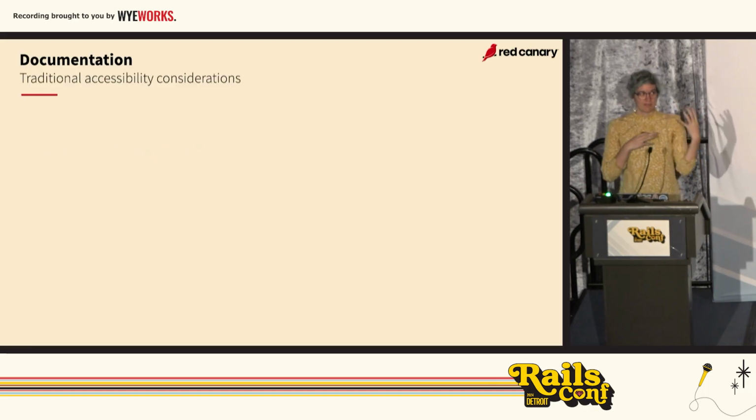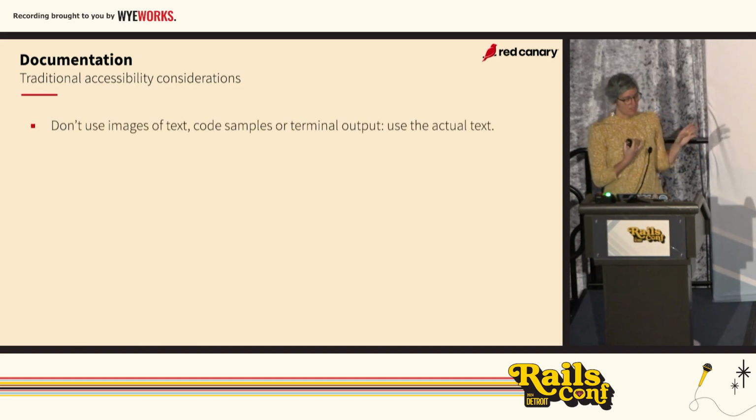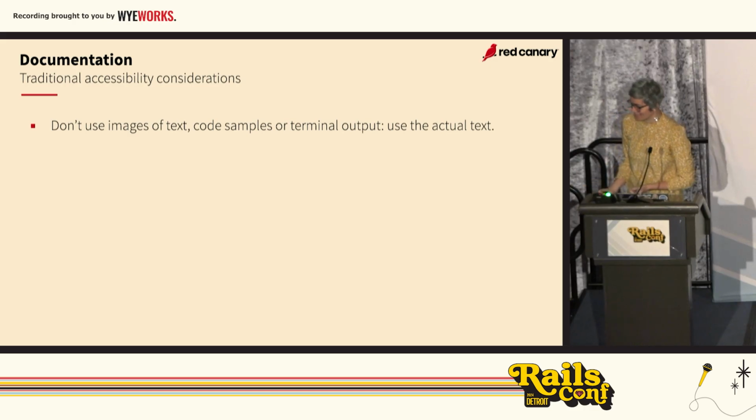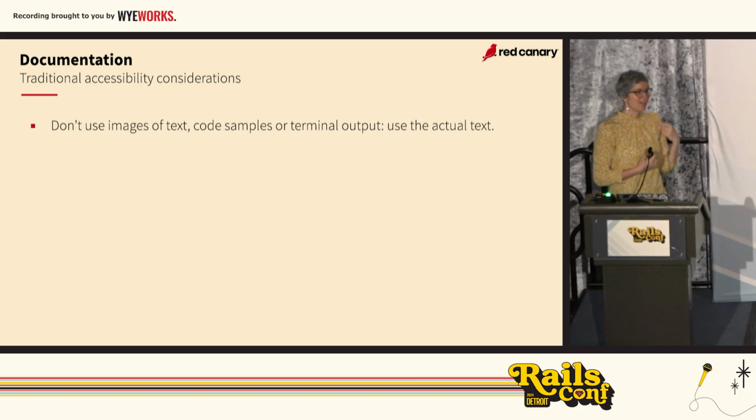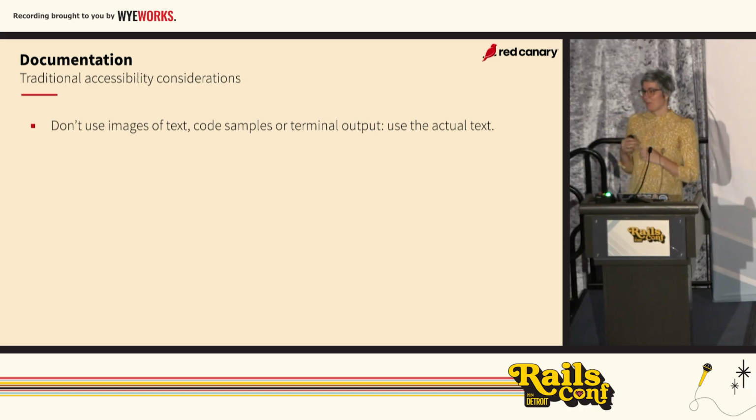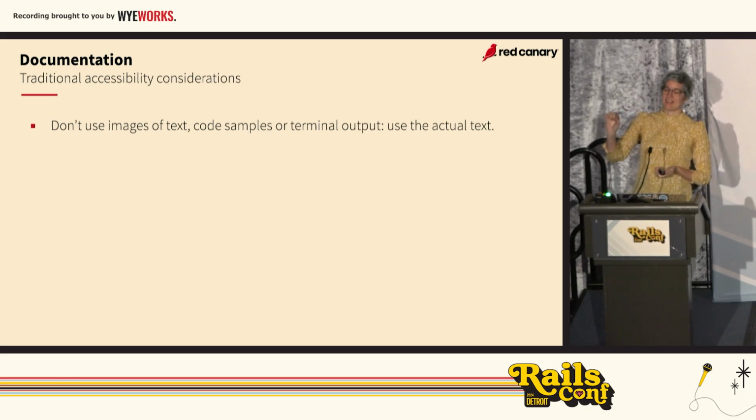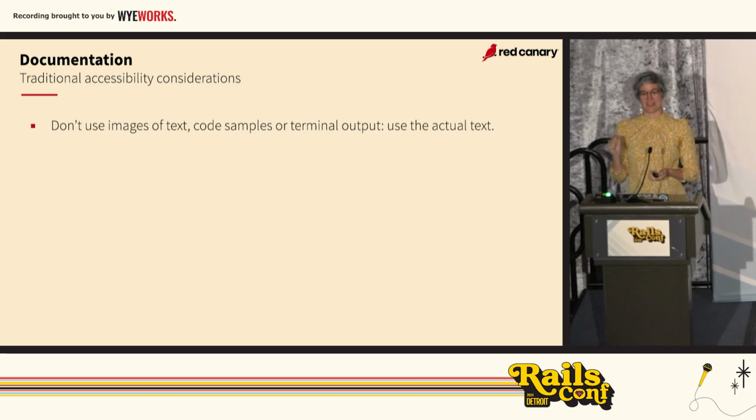So how do we make it good in the first place? Some traditional considerations: don't use images of text or code samples or terminal output, which people might be laughing, but I have come across this multiple times, and I go to highlight it and it just drags the entire image, and it's so frustrating. Just use the actual text. It takes 2 extra seconds. Just do it. It's so much better.